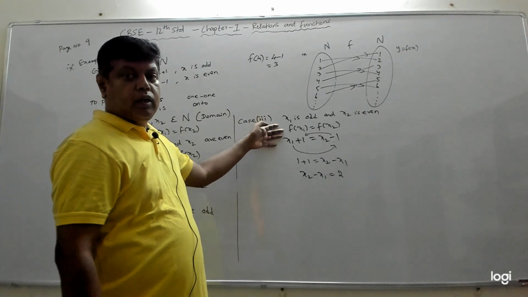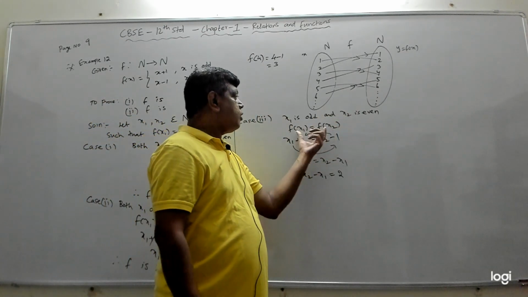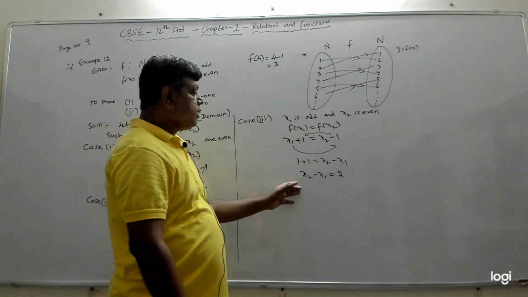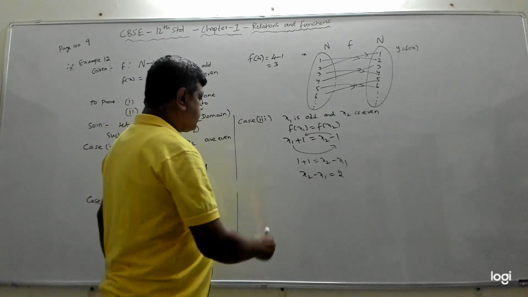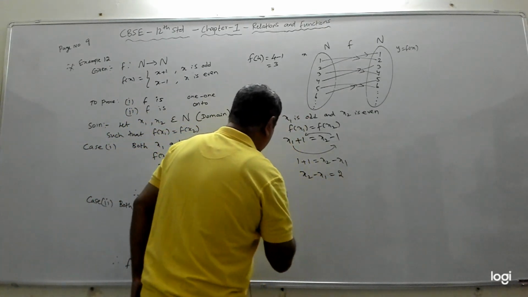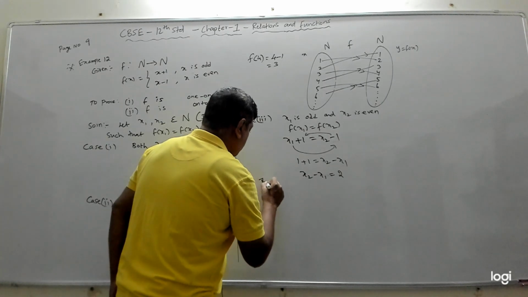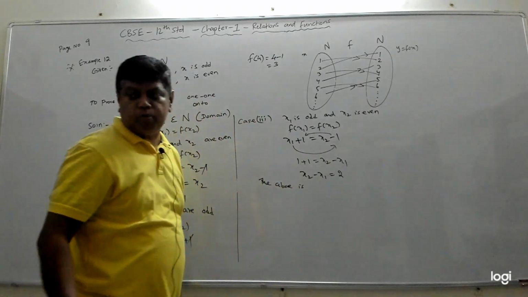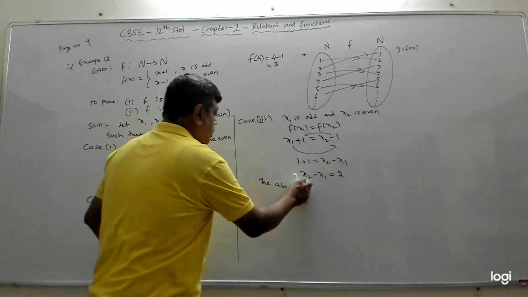Which means when x1 is odd and x2 is even, their images cannot be the same. Their images cannot be the same. So therefore this is an invalid case. So we will say x2 minus x1 equal to 2 is not possible. The above case is not possible.